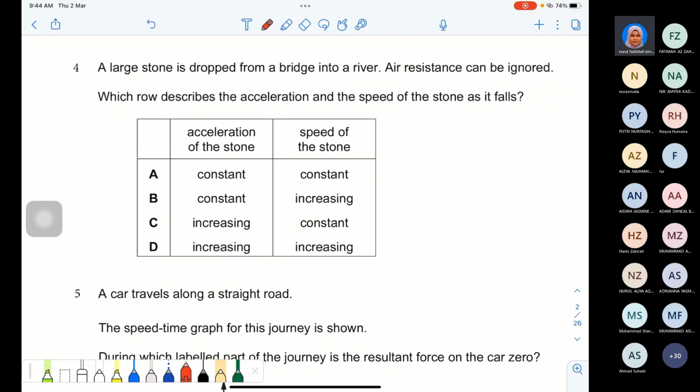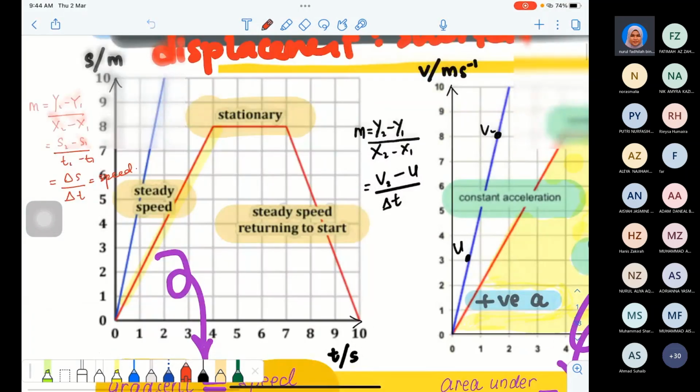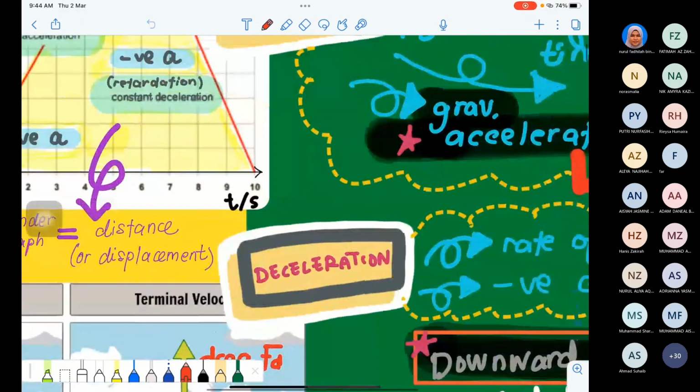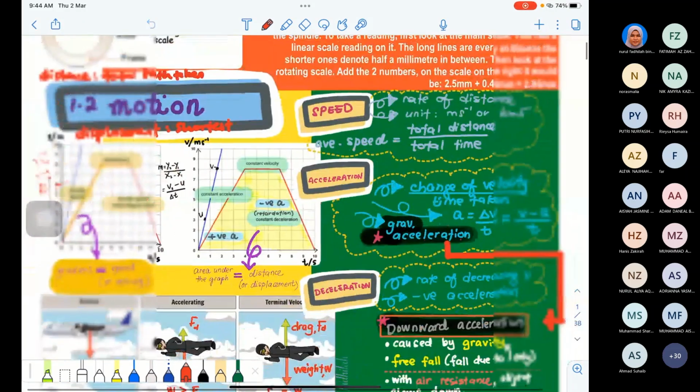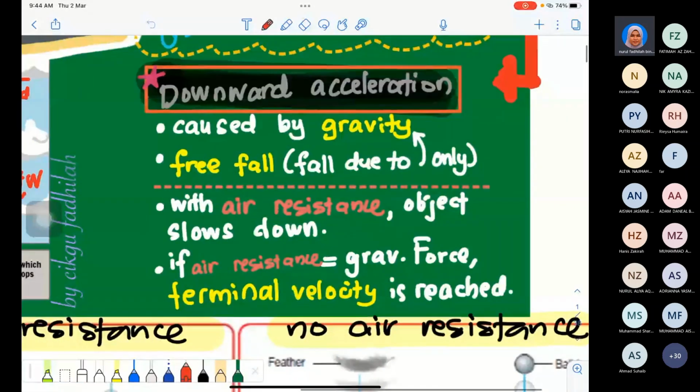Right. A large stone is dropped from a bridge into a river and resistance can be ignored. Which row describes the acceleration and the speed of the stone as it falls? So now we have entered the topic of free fall. So what is the meaning of free fall? Okay. So free fall, downward acceleration. It means any object that is falling is moving downward, right?